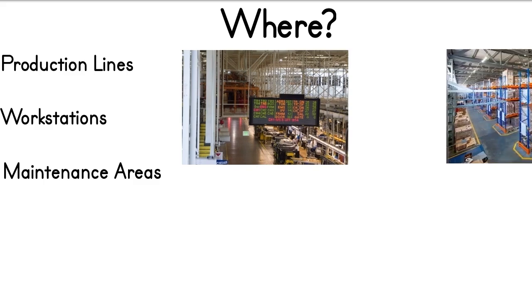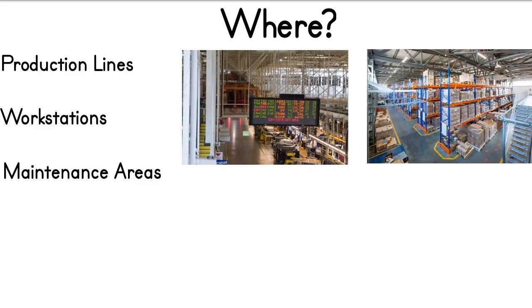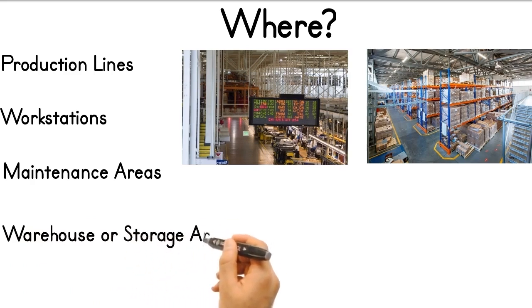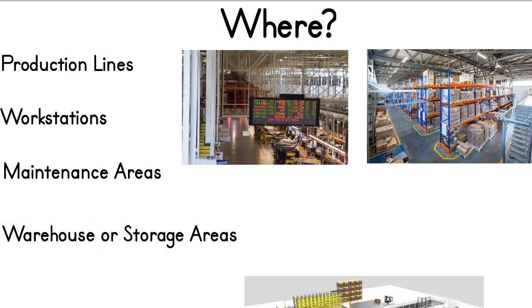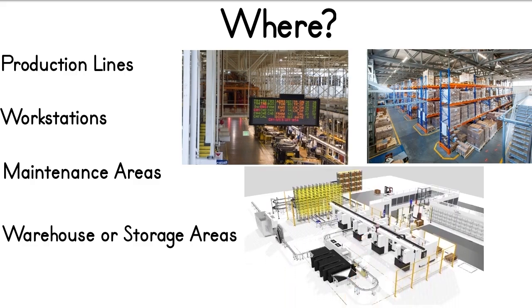Maintenance areas. In maintenance sections, visual displays provide alerts about equipment malfunctions, maintenance schedules, and downtime statuses. Warehouse or storage areas. Visual markers and signage can improve organization by clearly identifying storage locations for materials, products, and tools, making it easier for workers to locate what they need. Safety zones. Visual cues are commonly used in safety-related areas to indicate emergency exits, fire extinguisher locations, and hazard zones.